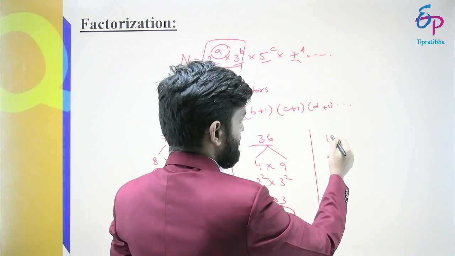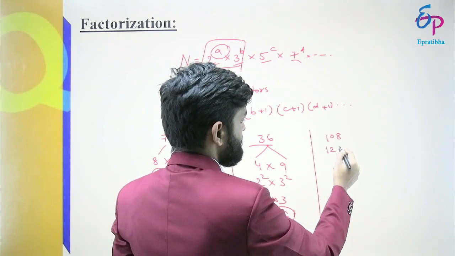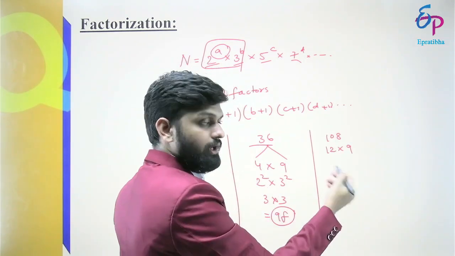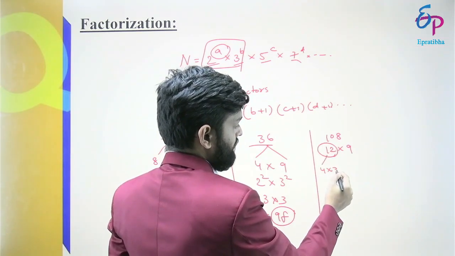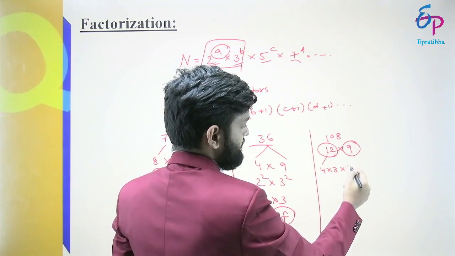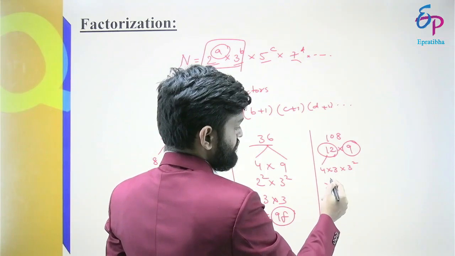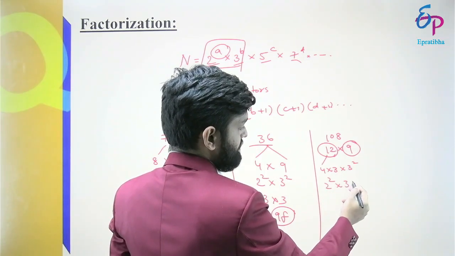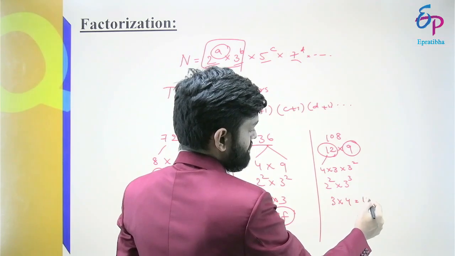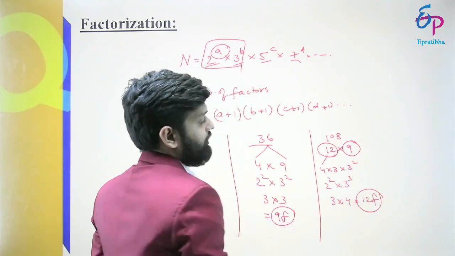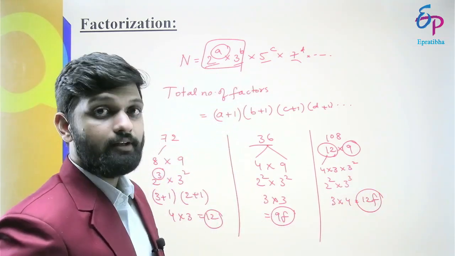If I take a 3-digit number, 108 can be written as 12 into 9. 12 can be written as, again we know, right? We know it as 4 into 3, and 9 you can write as 3 square. So that means 2 square into 3 cube. The answer is 3 into 4, which is 12 factors for 108.